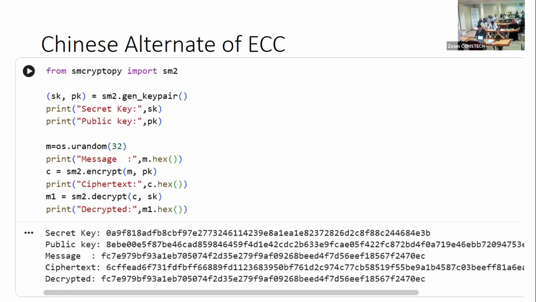This is a lot of publications, a lot of cryptographers. Okay, and then the Chinese also have an alternate of ECC, which is called SM2.